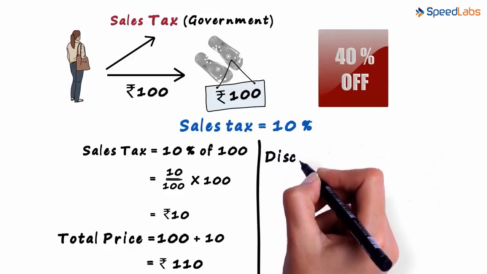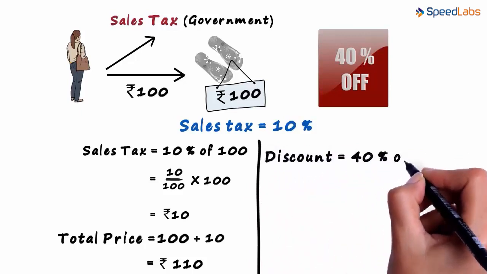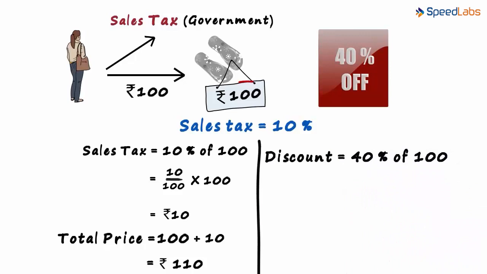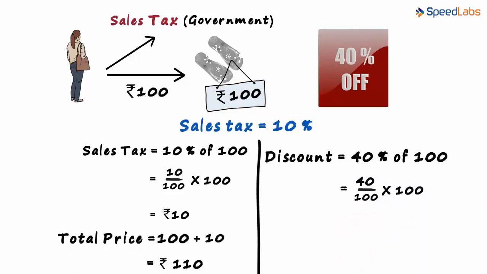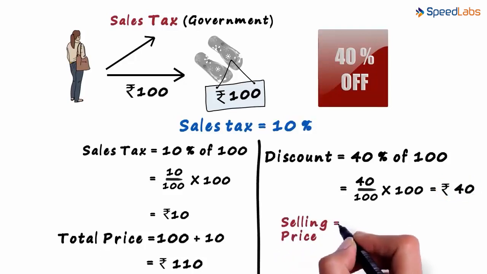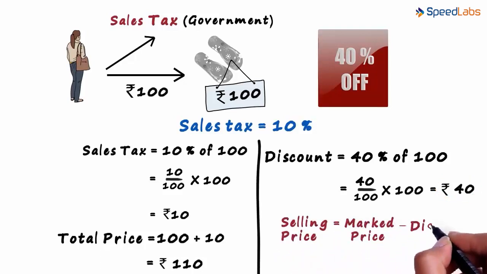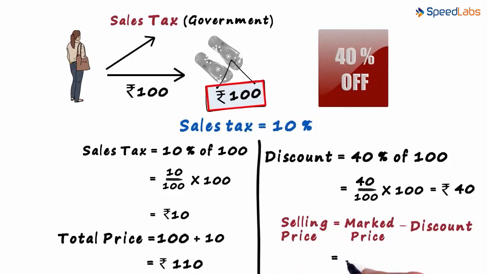So the discount in rupees terms will be 40% of 100. 40% of the marked price. It equals 40 by 100 multiplied by 100. 100 cancels out and it will equal 40 rupees. This will be the discount on these slippers. The selling price will be equal to the marked price minus the discount. Marked price is 100 and the discount is 40. Hence, the selling price would be 100 minus 40, which equals 60 rupees.